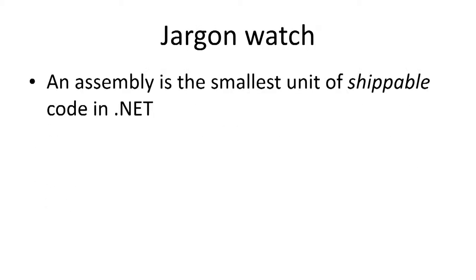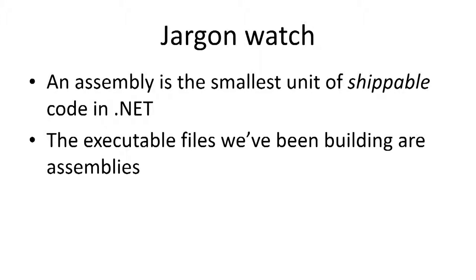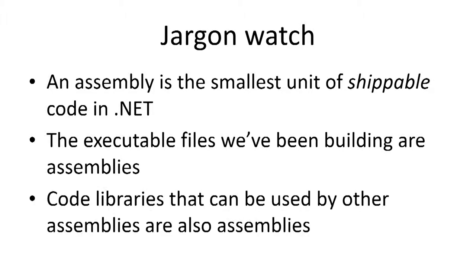So let's remind ourselves what an assembly is. An assembly is the smallest unit of shippable code in .NET. It's a bunch of code that has its own version. It can describe the types that are in it. And the executable files that we've been building so far are all assemblies. Right? They are bits of code that we could ship to a customer if we wanted to.